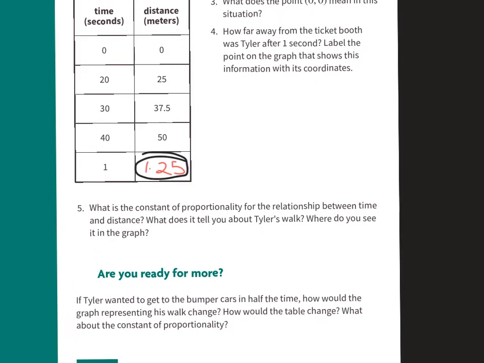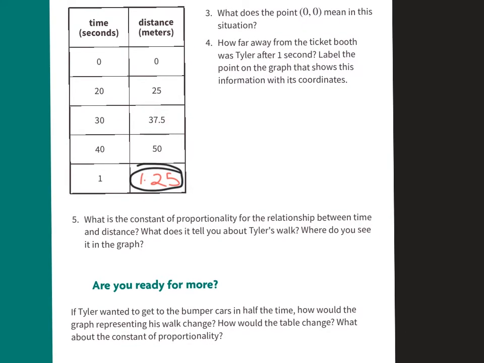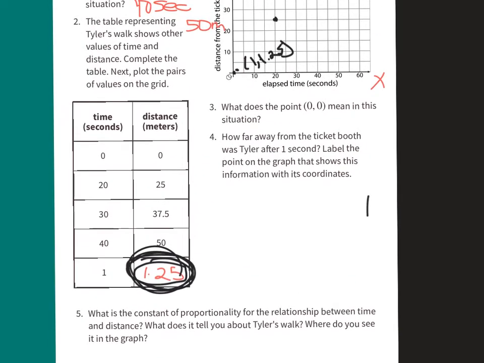What's the constant of proportionality for the relationship between the time and distance? Right here. This is our constant of proportionality, 1.25. What does it tell you about Tyler's walk? He was walking 1.25 meters every second. Where do you see it in the graph? Well, we put it on the graph right there.